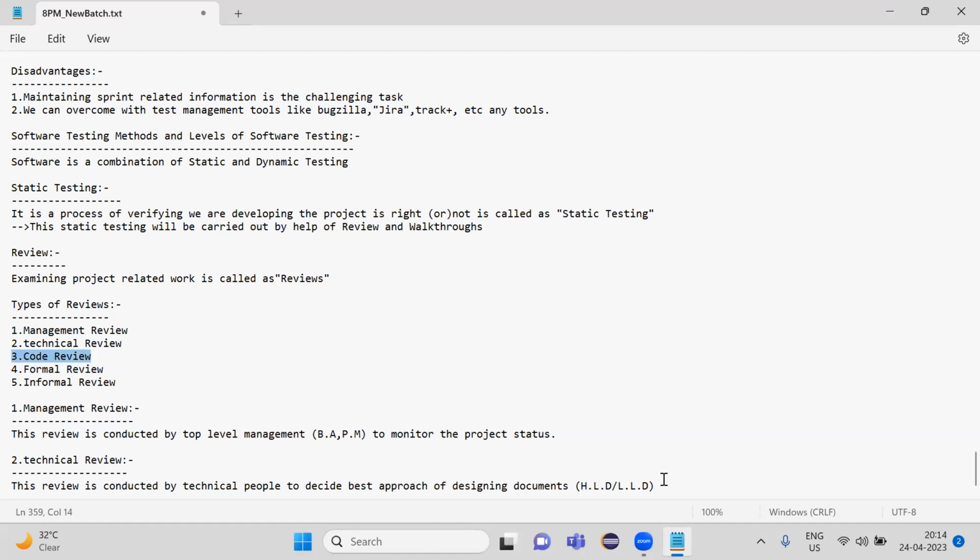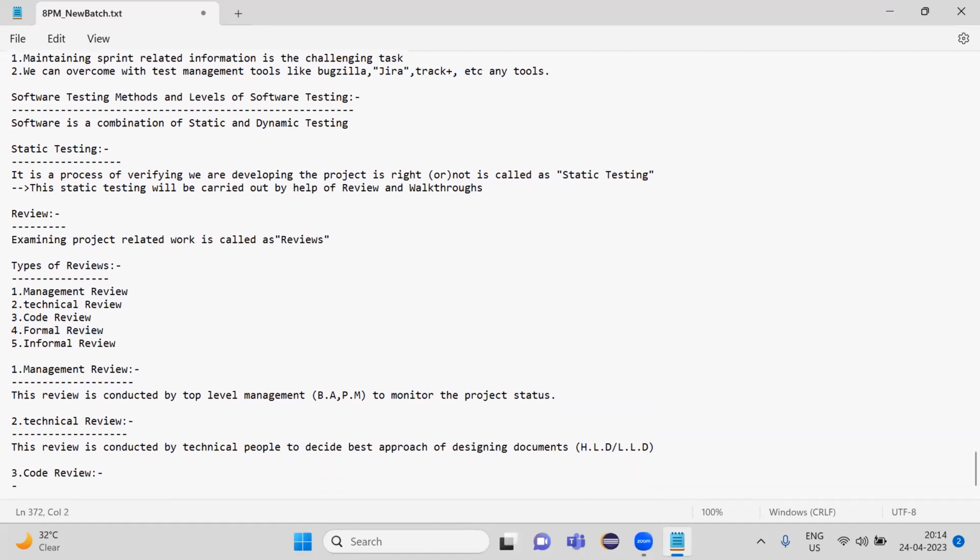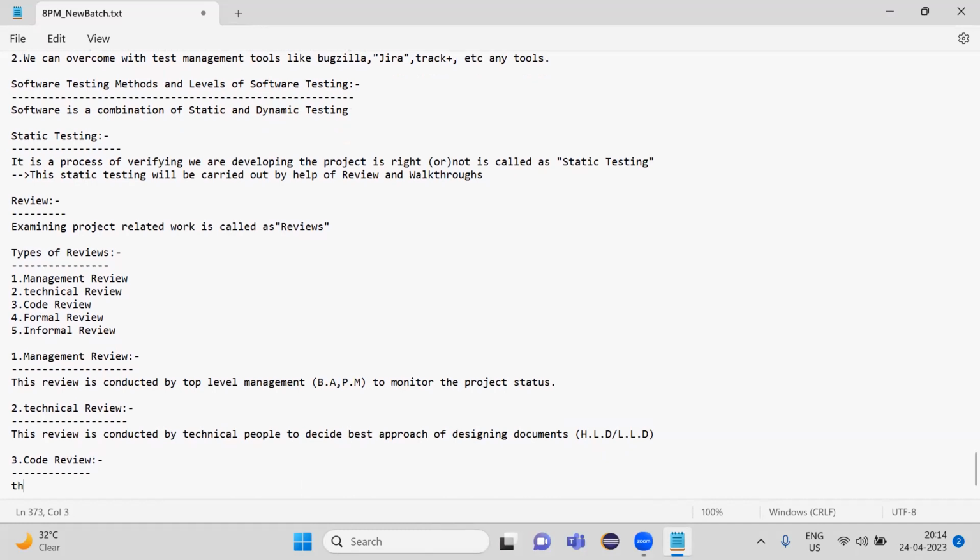Coming to the code review. Who is going to take care of code reviews? Developers. Developers are the programmers. This review is conducted by programmers or developers. They will decide the best approach of coding. Here, technical review takes care of design, and here, code review takes care of coding.